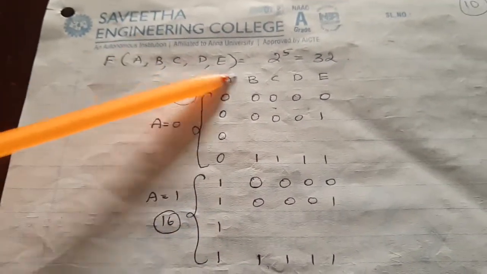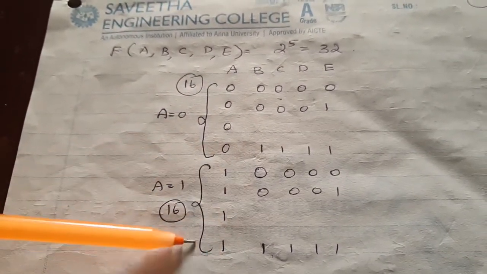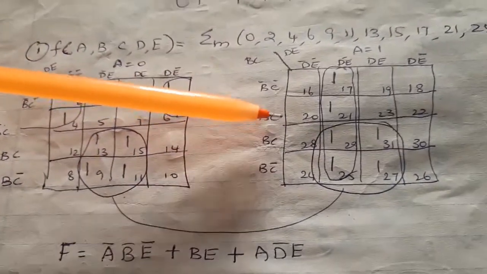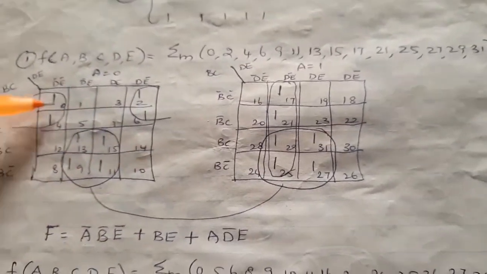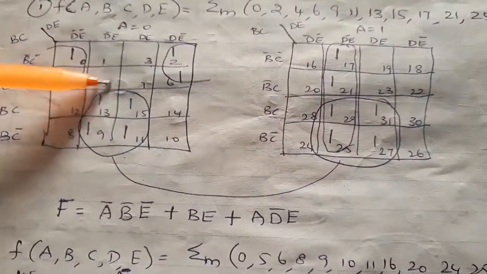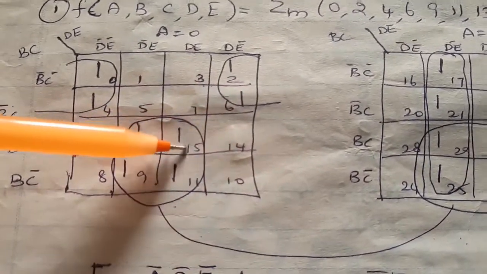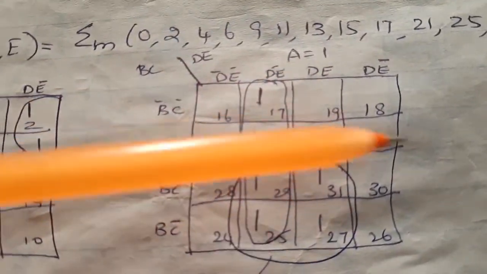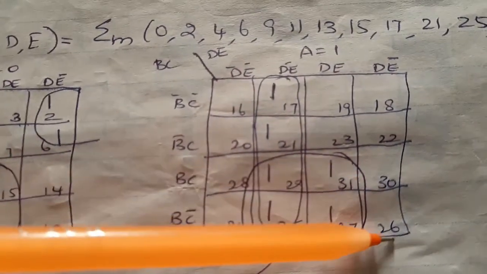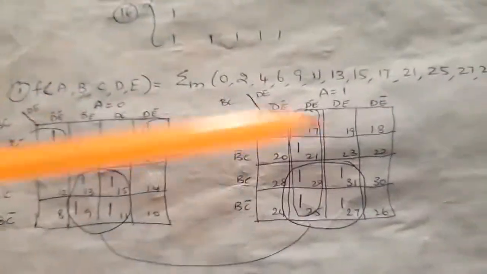This is how you differentiate one 4 variable map with A bar and one 4 variable map with A. So let me take one more 4 variable mapping, differentiated as A equal to 0, A equal to 1. All other things remain the same. You do the mapping now: 0, 1, 3, 2, 4, 5, 7, 6, 8, 9, 11, 10, 12, 13, 15, 14. Now come over here, it will be 16, 17, 19, 18, 20, 21, 23, 22, 24, 25, 27, 26, 28, 29, 31, 30. So all 32 cells can be mapped.